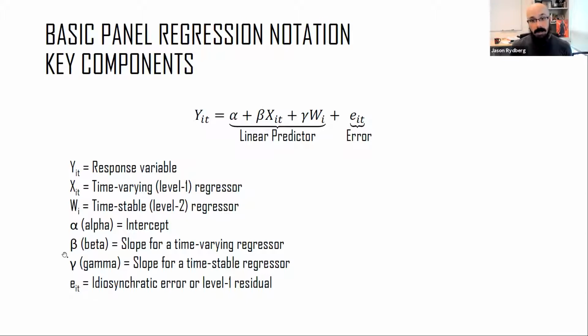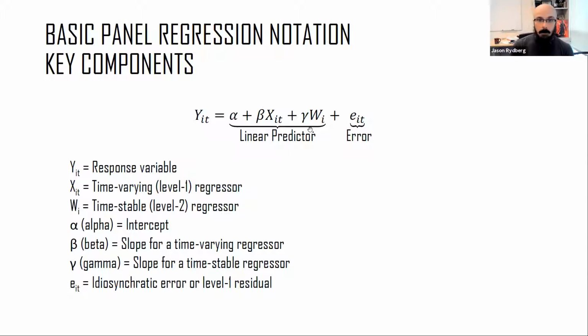We have our beta parameters. So these are the parameters that describe the effects or the associations of time varying predictors on the outcome. So when we compare two units who differ on x sub it by 1, or the same units who vary on x sub it by 1, this is the predicted shift in the mean of y. And so we'll cover some of that.